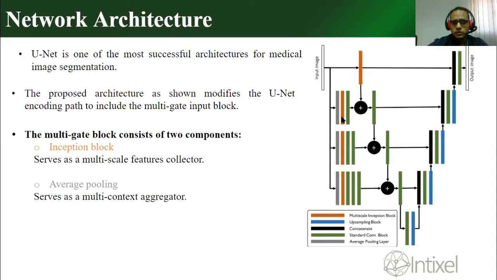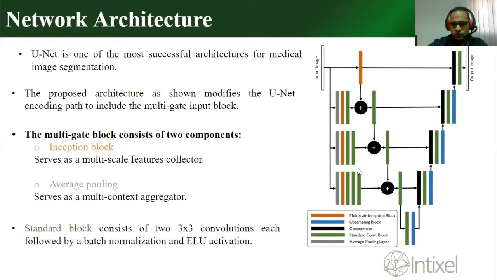We have proposed the multi-gate block, which consists of two components: the Inception block, the orange one, and the average pooling. The Inception block serves as a multi-scale feature collector, as will be discussed in the later slides, and average pooling has the ability to aggregate context of the image at different levels of the network.